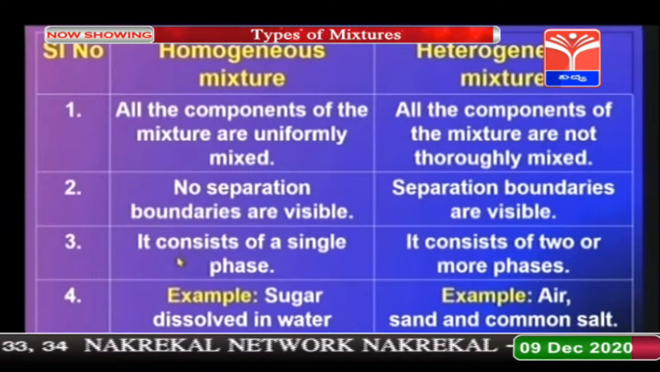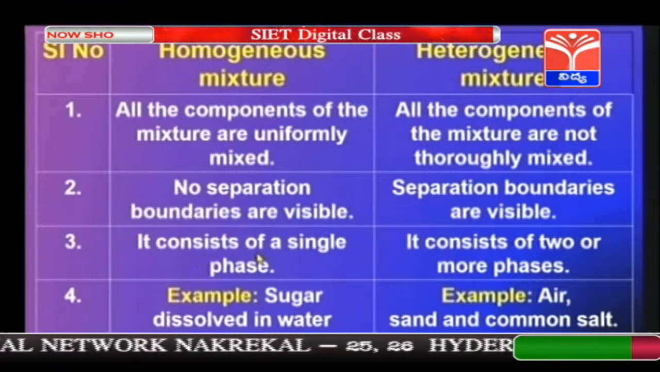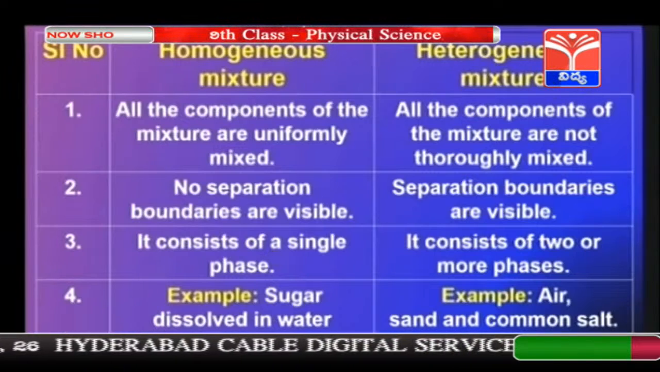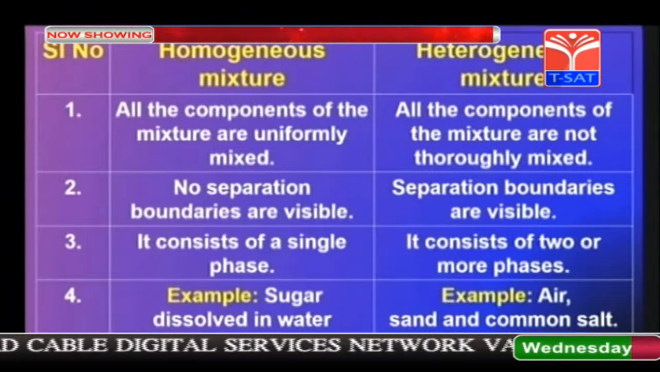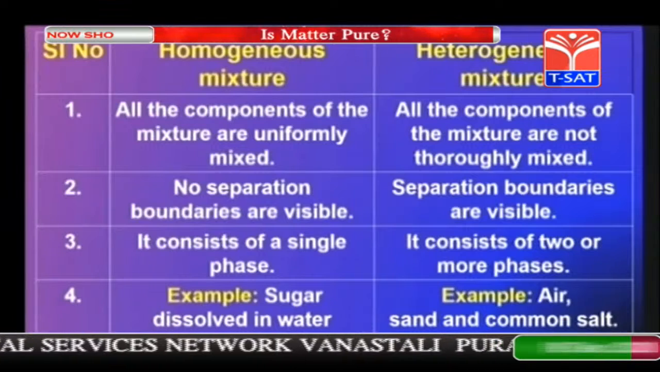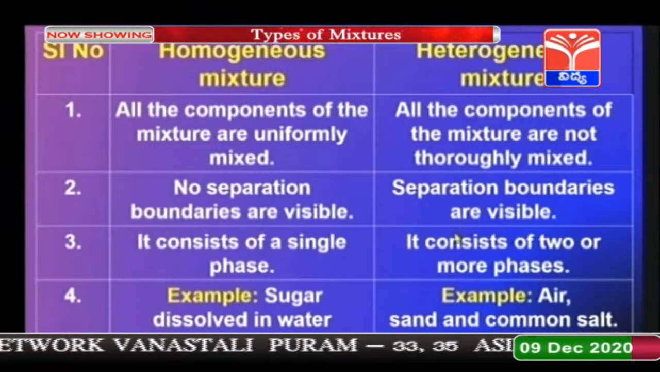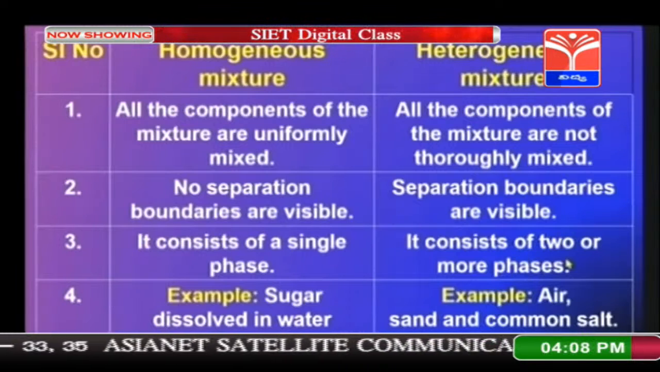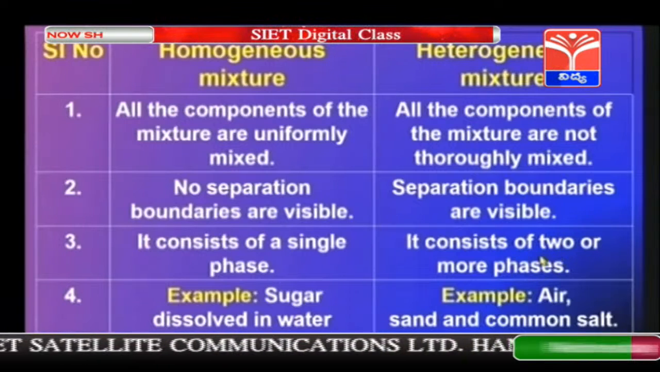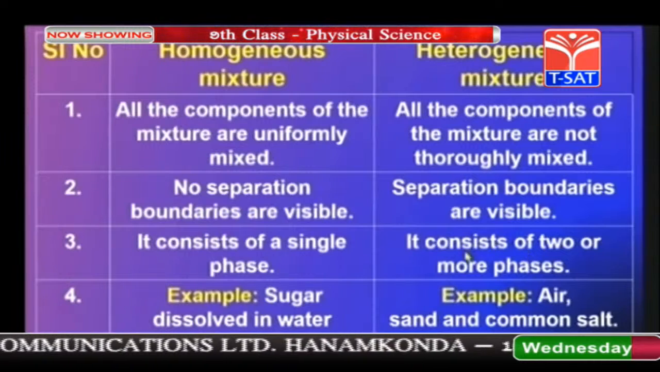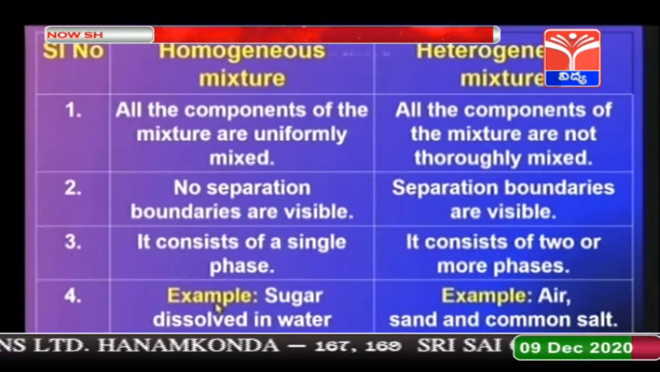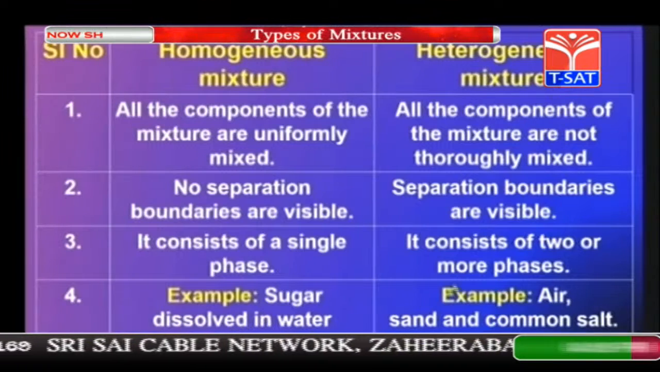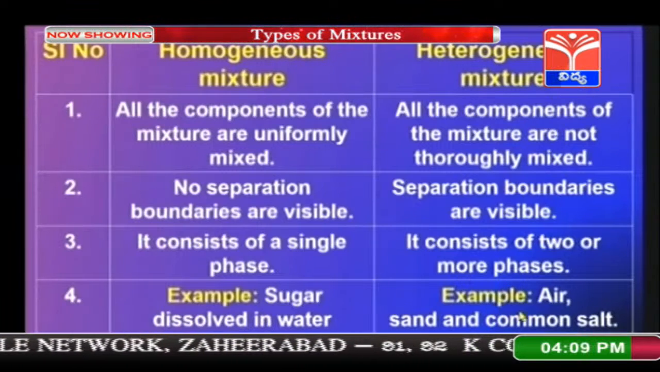Children, in a homogeneous mixture, the sugar and water combined with each other in the form of a clear solution, and so it consists of a single phase. Whereas in a heterogeneous mixture, we can find many phases depending upon the different types of materials you have combined to form the mixture. So what is the example of a homogeneous mixture we have taken, children? Sugar dissolved in water. What is the example of a heterogeneous mixture, children?